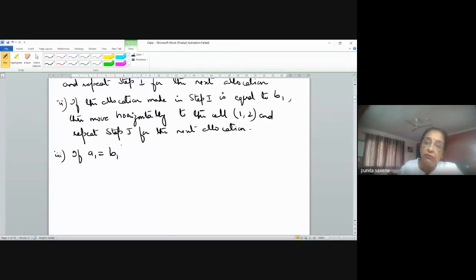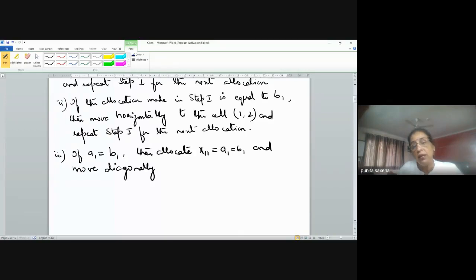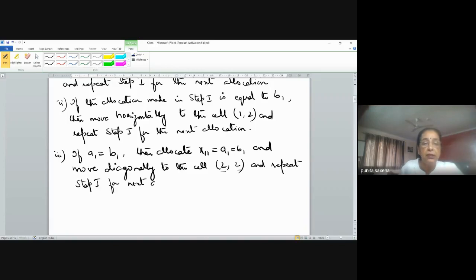But then the first supply as well as the first demand is completely exhausted. So then how to move? We cannot move vertically down. We cannot move horizontally to the right. So if A1 is equal to B1, then we allocate X11 equal to A1, which is equal to B1, and move diagonally, because now not just the first source and first destination have been exhausted, we have to move to the next source and the next destination. So we move diagonally to the cell 2, 2. That means now we look at the second source and the second destination, because both the source as well as the destination are exhausted. Then we move diagonally to the cell 2, 2, and again repeat step number 1 for the next allocation.